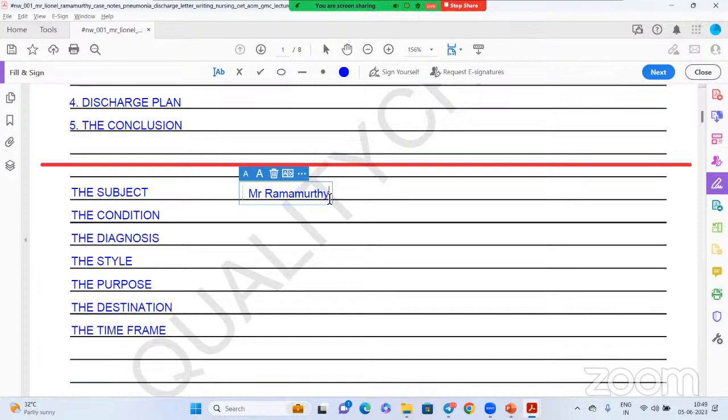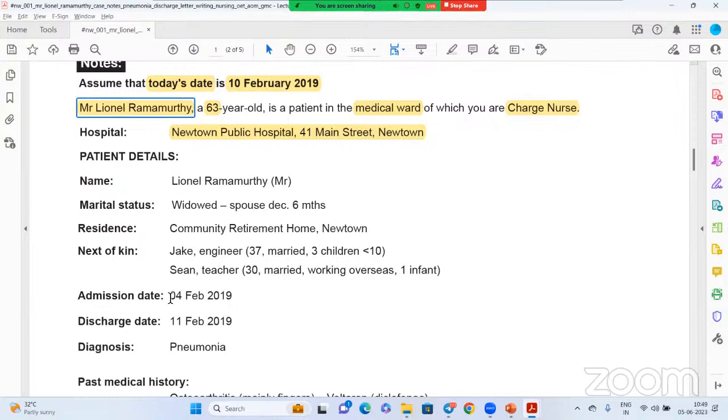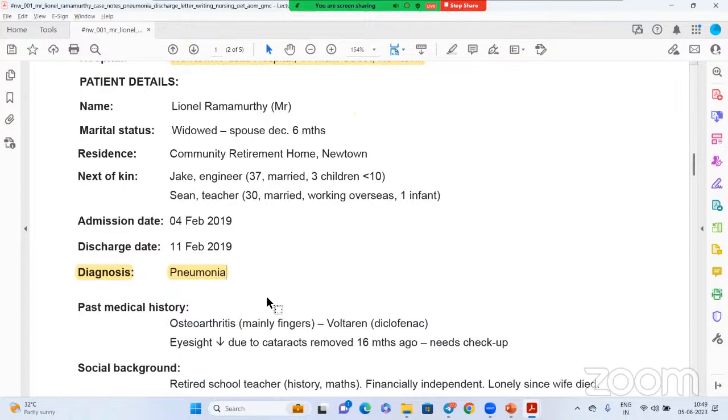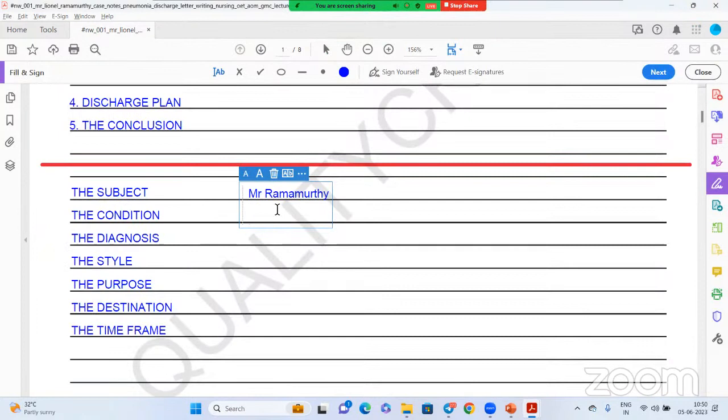Next, the condition. What is his condition here? The condition is, you can see here, he was admitted. Or he was diagnosed. You can write admitted as a condition or a diagnosis as a condition, anything. So let us take diagnosed with pneumonia. So he was diagnosed with pneumonia. Now let us see here. So the condition is admitted to the hospital. Next one is diagnosed. Diagnosed with what? Pneumonia. Okay, he was diagnosed with pneumonia.